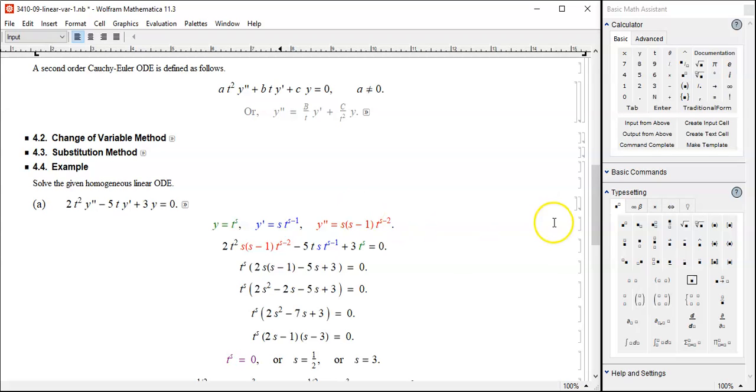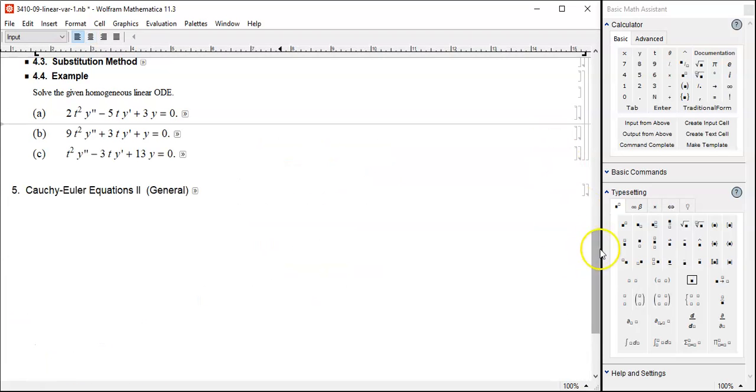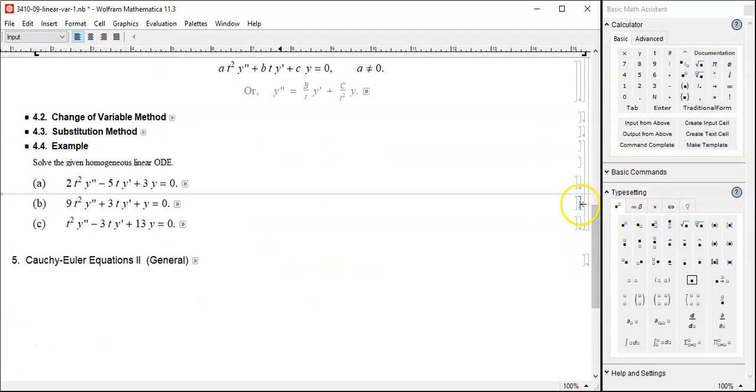Let's see, how much time do we have? I guess we have enough time to go over some more solutions here. How about this problem here?